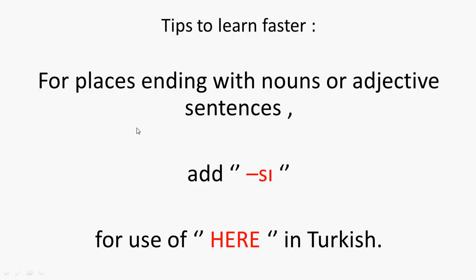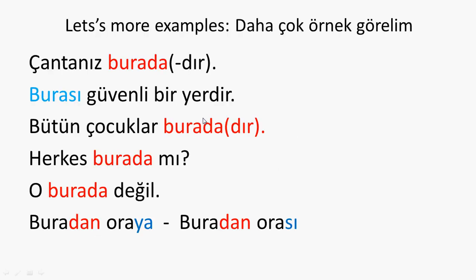Now, let's see a few tips. For places ending with nouns or adjective sentences, you have to use s all the time. All right? Don't forget. If you want to write it down, this note is actually important for the use of "here" in Turkish. That's why I just gave you this example. Now, let's see more examples.